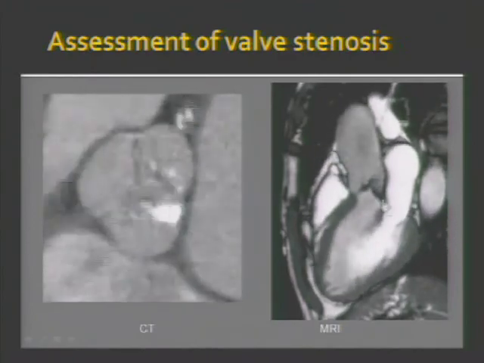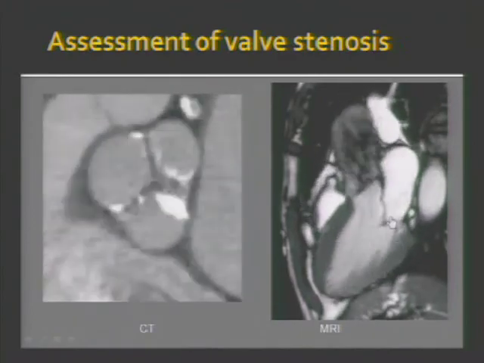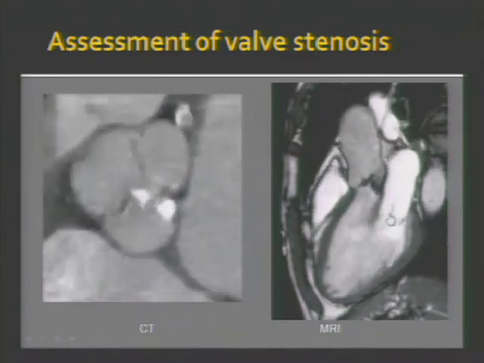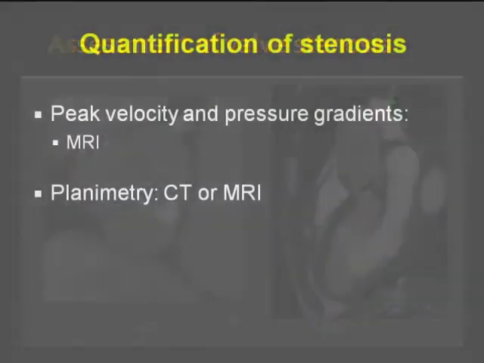And also, incidentally, this patient has aortic regurgitation, which you can see as a jet extending from the valve leaflets into the ventricle in diastole. So how do we quantify stenosis?